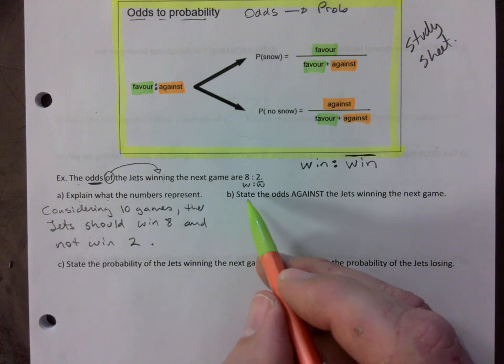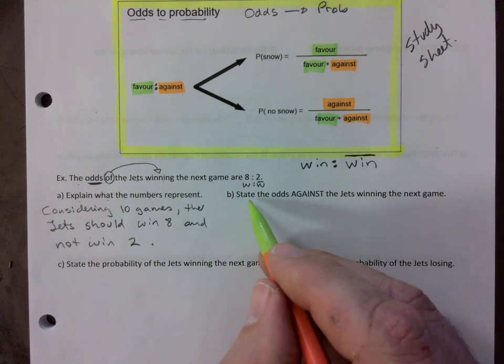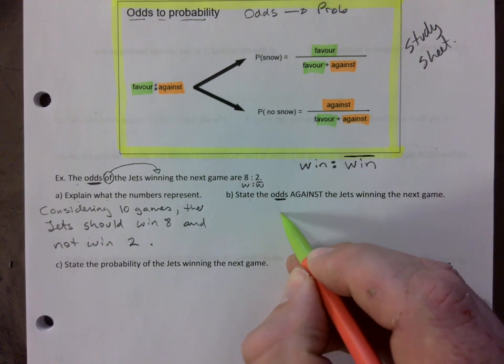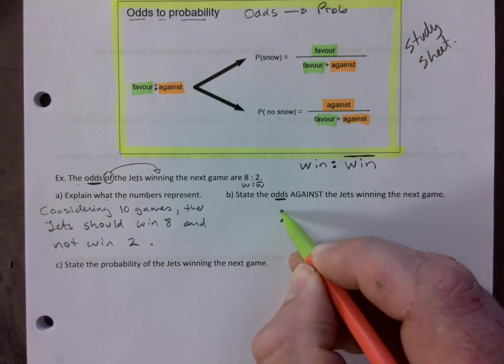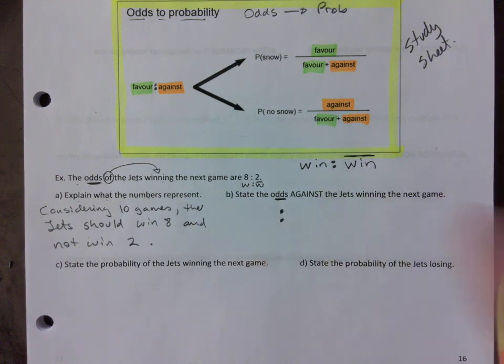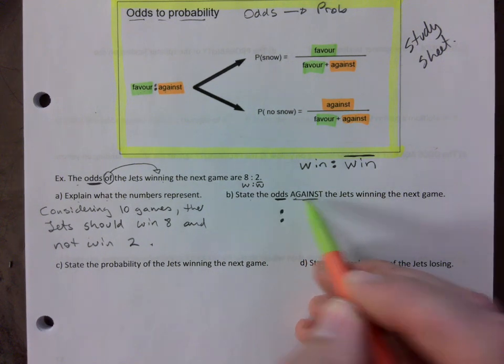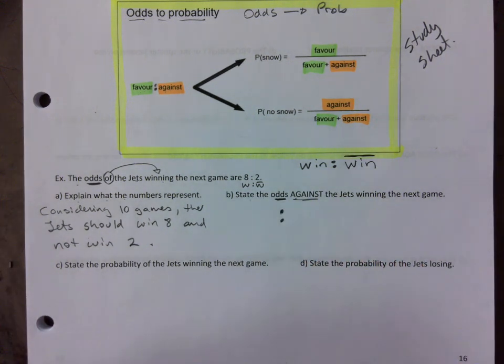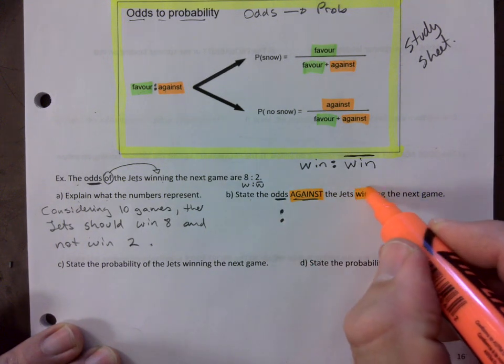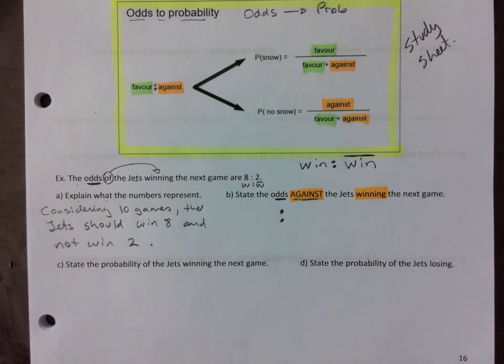Next, listen carefully. If I ask you to state the odds, you should right away know, okay, this is not going to be a fraction, this is going to be a colon like that because it says odds. Odds against, highlight that word. Odds against what? Winning the next game. What is it asking for?